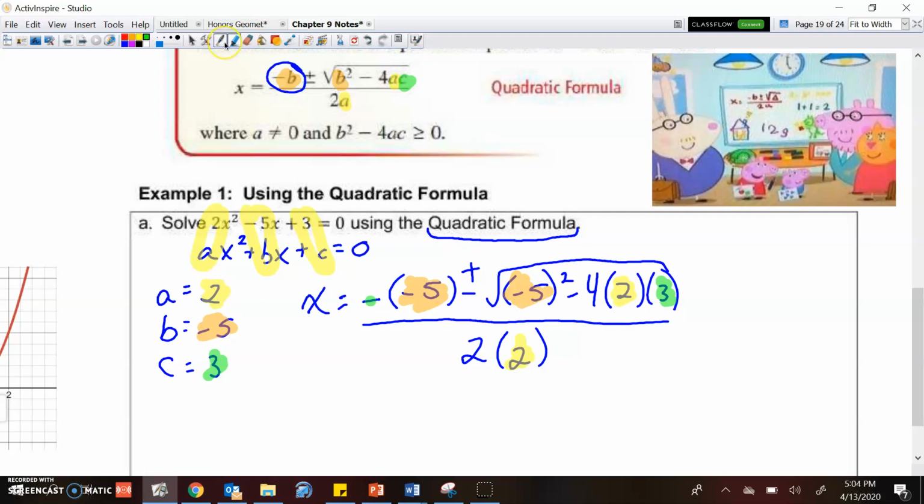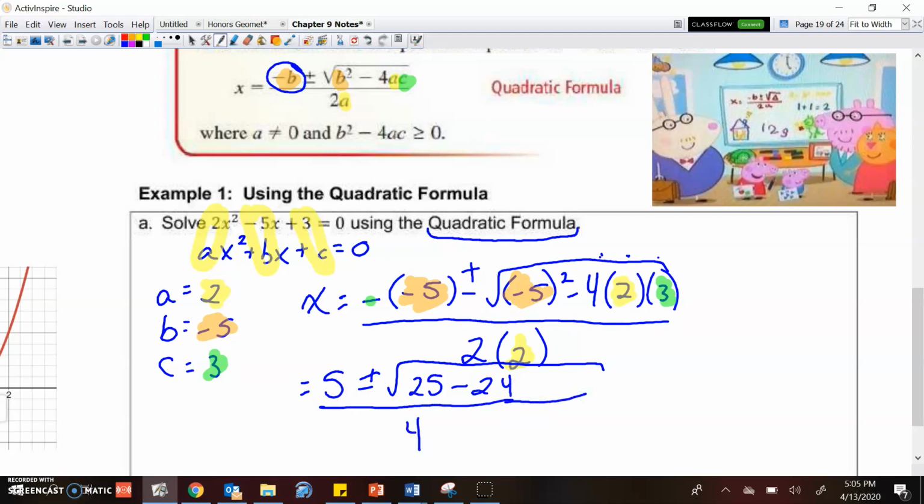I'm going to simplify the numerator first. -5 is +5. Plus or minus, let's simplify what's inside. -5 squared is +25 minus 4 times 2 times 3. 4 times 2 is 8. 8 times 3 is 24. Okay, and now that's all over 2 times 2, which is 4. So this is what my new equation looks like. Let's continue to simplify what's under the square root. So now I have 5 plus or minus the square root of 25 minus 24. 25 minus 24 is 1. That's all over 4. Okay.